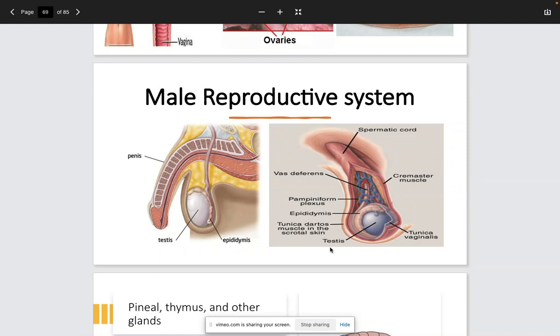Within here, some different layers. You've got the cremaster muscle, which is going to be responsible for raising and lowering the testes. The spermatic cord is going to be this cord that contains all of these structures. This is called the pampiniform plexus, which is going to be responsible for bringing most of the blood supply to the testicle itself. Then here's the testes. This whole outer layer here is going to be called the scrotum. Epididymis is going to be responsible for sperm maturation. Here's the tunica dartos muscle. The vas deferens is going to be another layer.